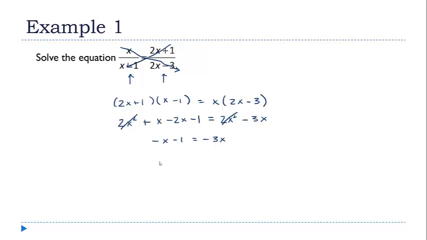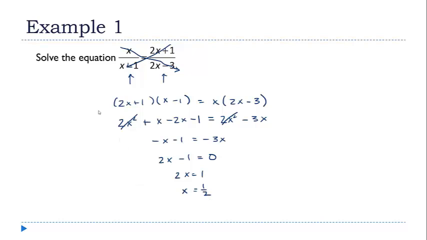And I'll add 3x to both sides. That makes this 2x minus 1 equals 0. And then I'll add 1 to both sides. 2x equals 1. And divide both sides by 2. x equals 1/2.